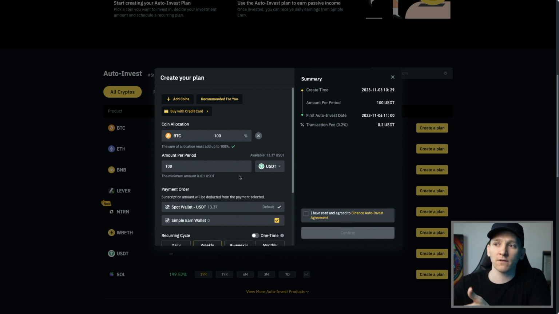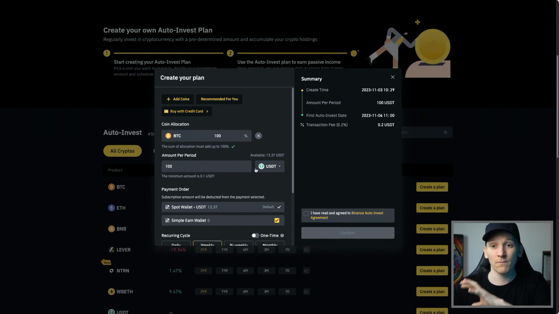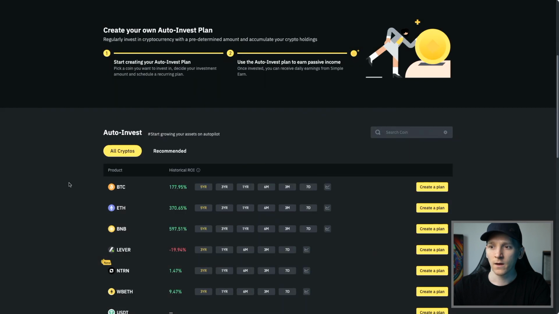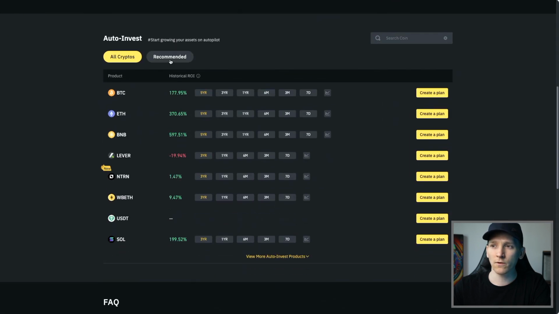They get their wage. And so this is just a way of consistently investing over time, especially in bear markets when prices are lower. A lot of people will go through this. You can see the summary here, agree to the terms and then confirm that as a DCA. So that's that. And what we'll do also is go to recommended.